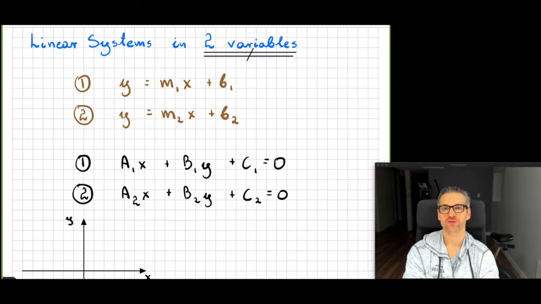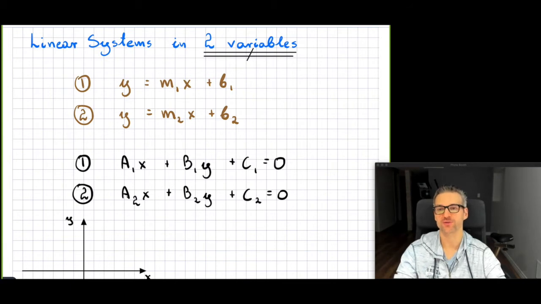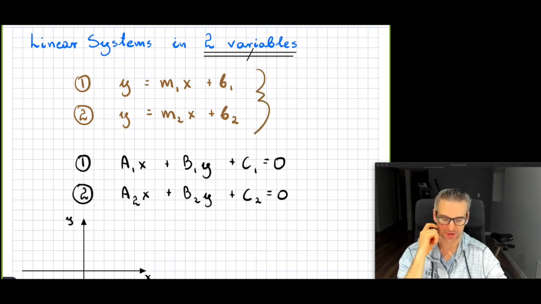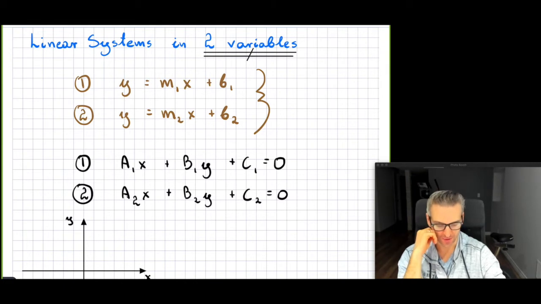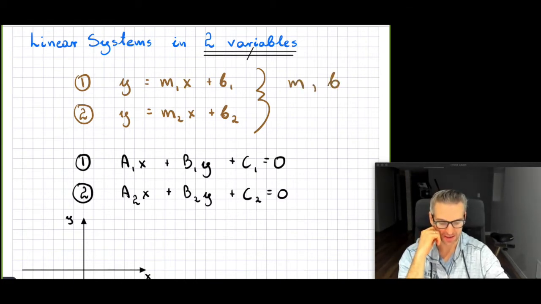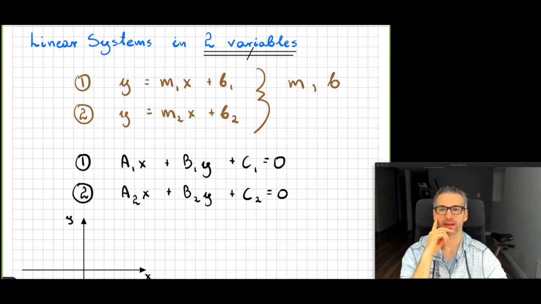Now, there are two ways that we typically see lines, which I have gone over in those videos. The first one is this one right here, where we have a line in regular slope-intercept form, where m is your slope and b is your y-intercept. I have two lines here, so they might possibly have different slopes and different intercepts.